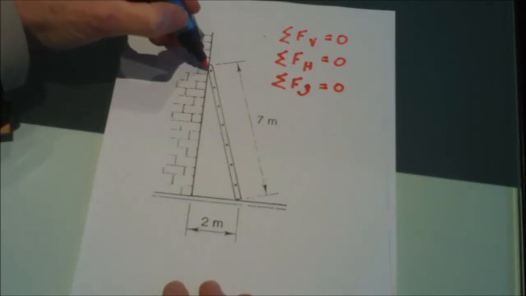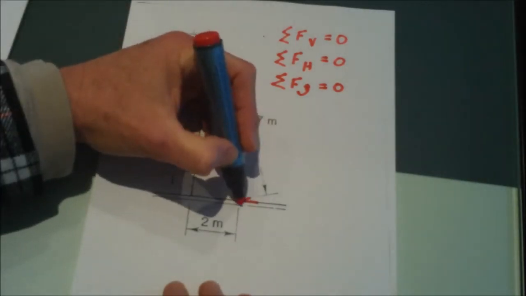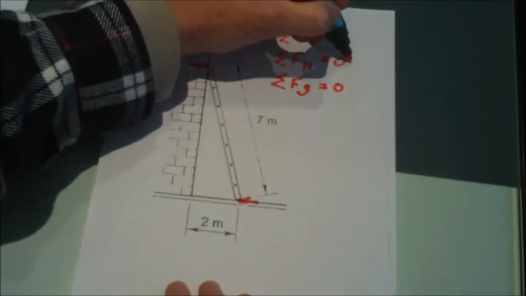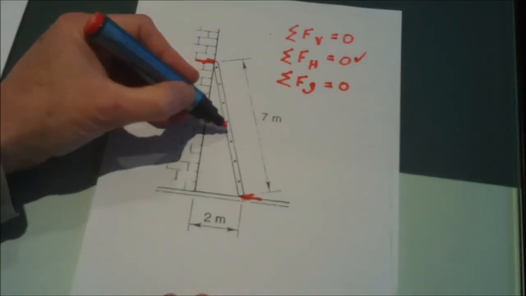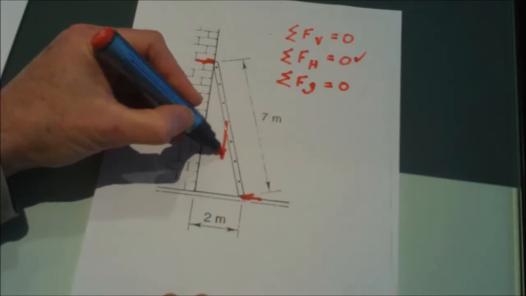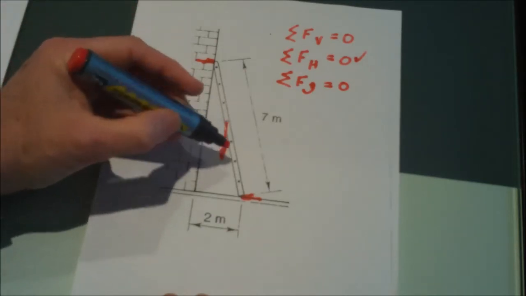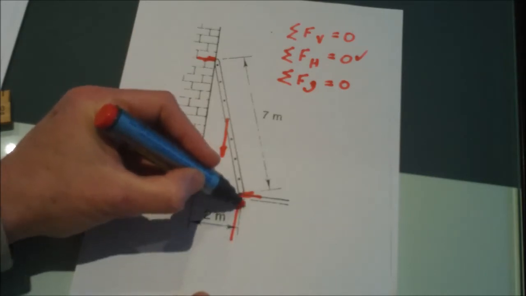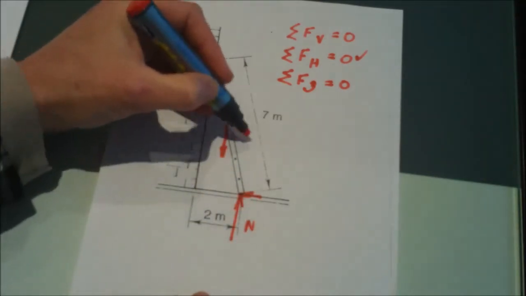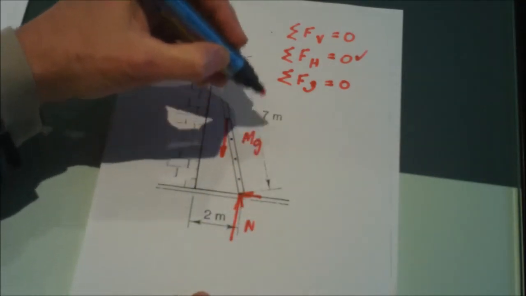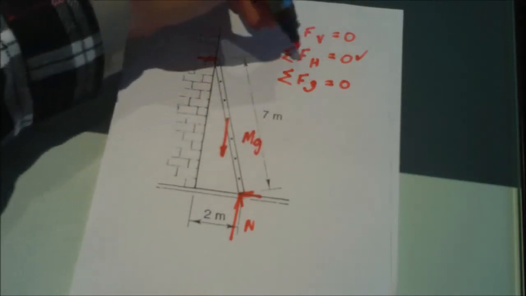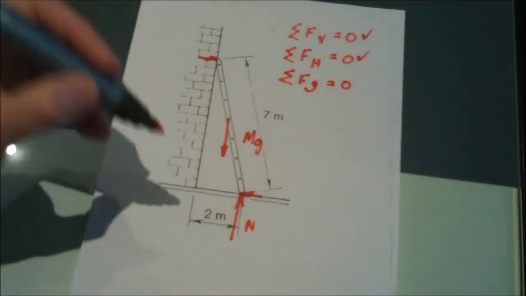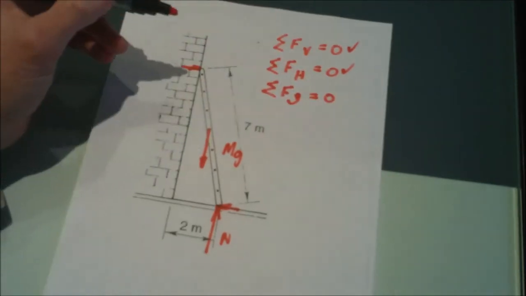We can see from what we've already done, we know the friction force and the wall force cancel each other out. So we've got the horizontals nailed. We know that the vertical force coming down here, which is the mass times gravity of the ladder, is being resisted by the normal, which is acting up there. So the normal and mg are going to be the same, so that one's cancelled. But what about the turning effect?